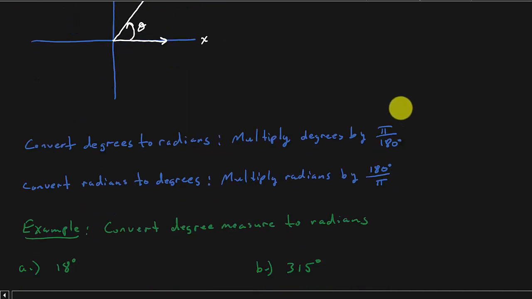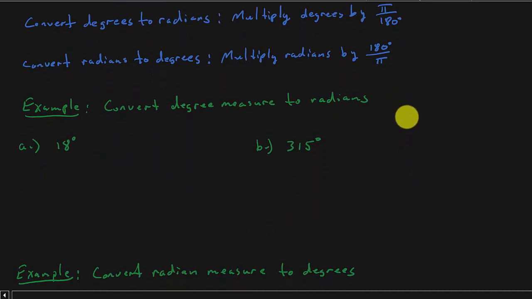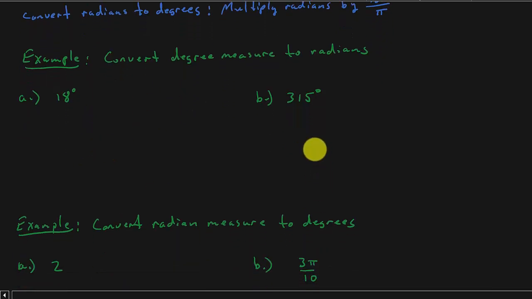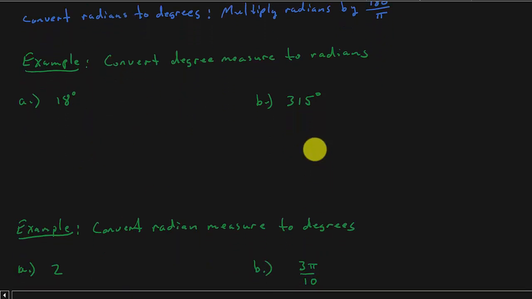All right. Now let's talk about converting degrees to radians and radians to degrees. So to convert degrees to radians, we multiply degrees by pi over 180, and to convert from radians to degrees, we multiply the radians by 180 over pi. All right, so let's look at some examples here. Convert degree measure to radians.